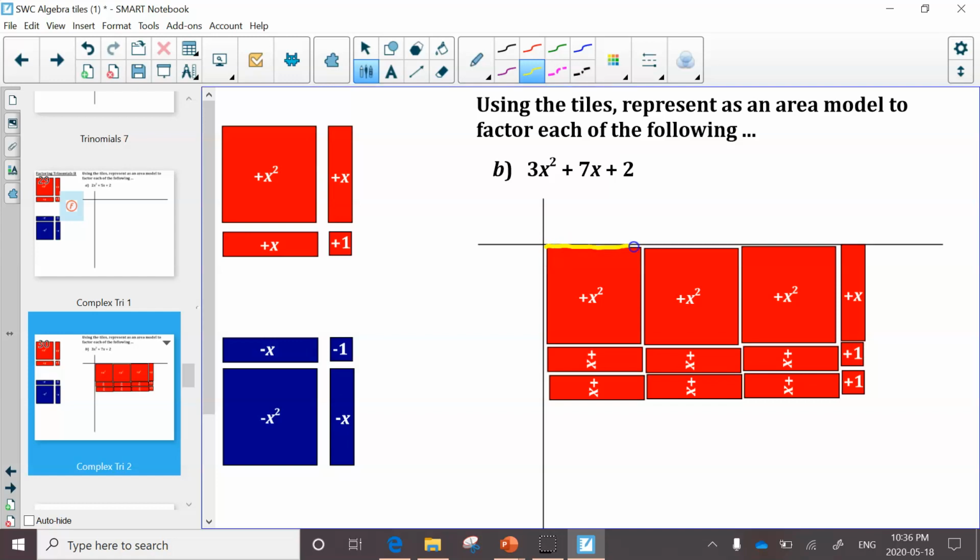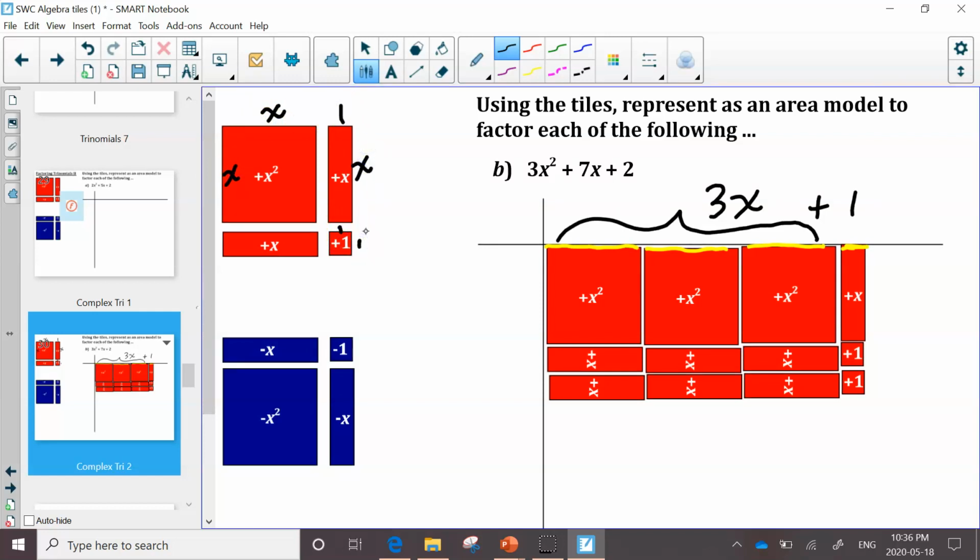So its length is going to have 1x, 2x, 3x, and 1. So this part accounts for 3x and a positive 1. Just remember that these tiles, this is x by x, this is 1 by x, and this is 1 by 1, just for these purposes. The width is going to be x plus 2.